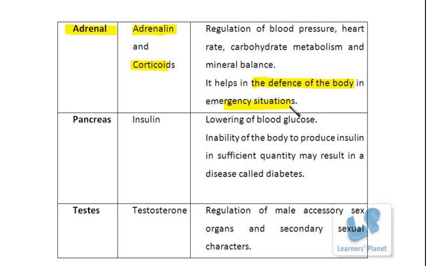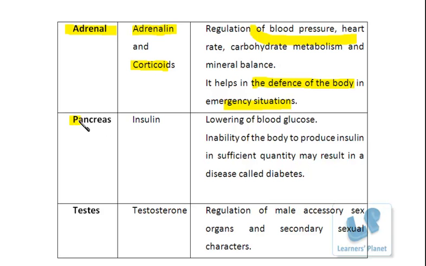Sometimes you must have observed that in some conditions you become so hyper, you become so excited, or you just cry out of sorrow, or you just yell at someone, or you become so happy that you start jumping, right? Such hyper activities are actually because of the hormone secreted by the adrenal gland, that is known as adrenaline. Besides this, the corticoids help in the regulation of blood pressure, heart rate, carbohydrate, and the mineral balance.